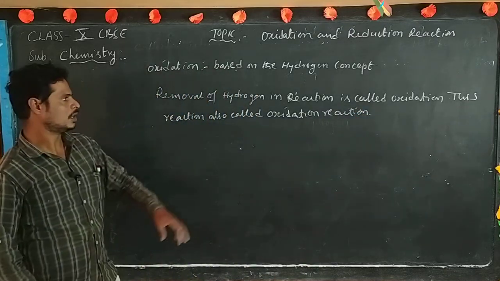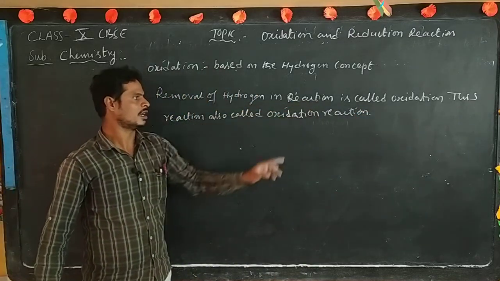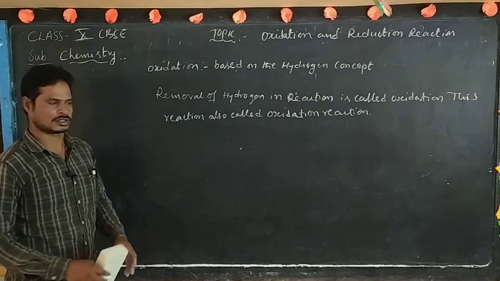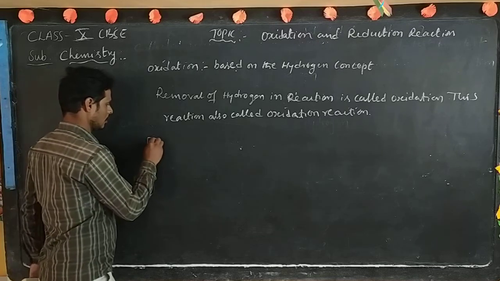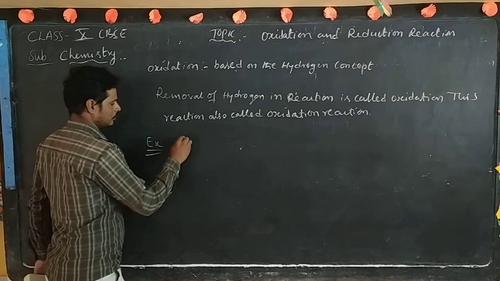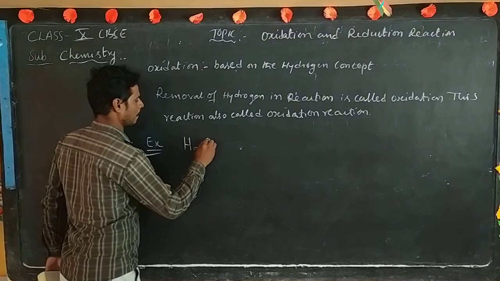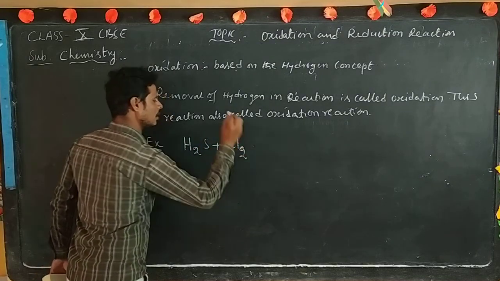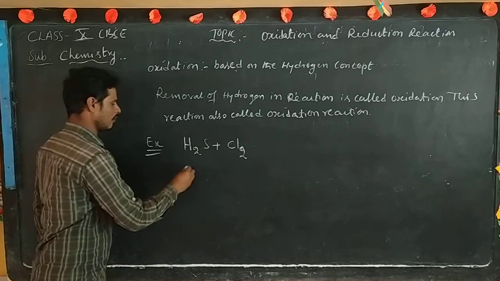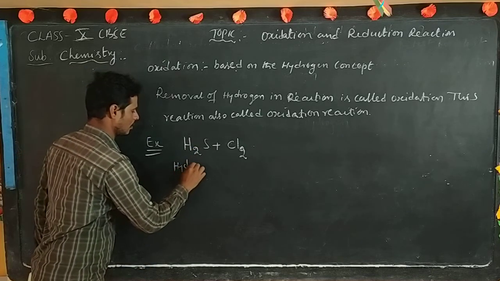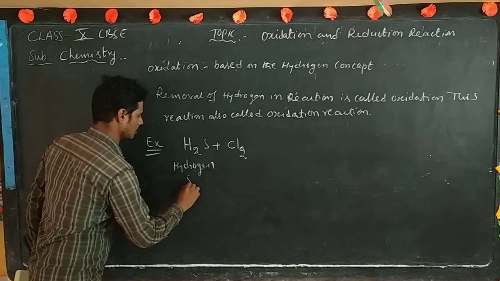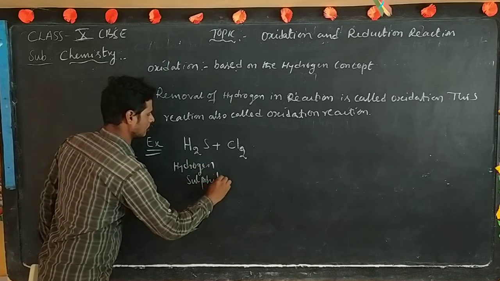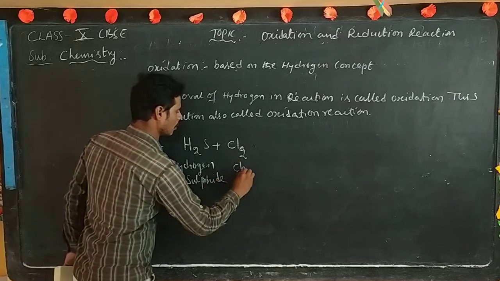Removal of hydrogen in a reaction is called oxidation. This reaction is also called an oxidation reaction. Examples. H2S, hydrogen sulfide, reacts with a chlorine molecule.